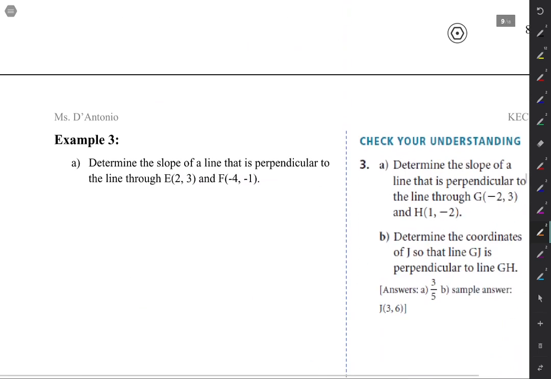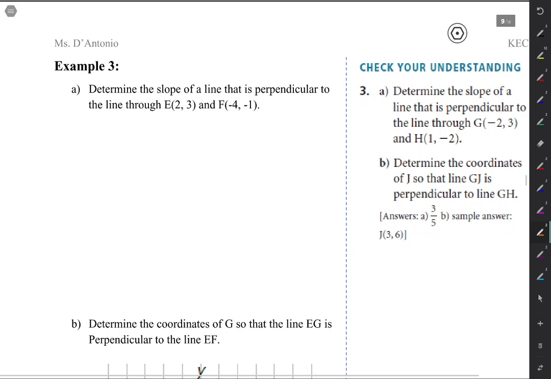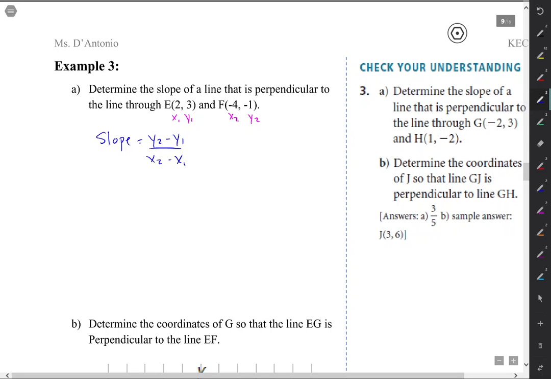In example 3, it says determine the slope of a line that is perpendicular to the line through E and F. So they give us 2 points there. In order to find the slope of a line that's perpendicular, we need to figure out the slope of this line. So I'm going to use my slope formula. I'm going to label the points x1, y1, x2, y2, and then we're going to use that formula. Slope is equal to y2 minus y1 over x2 minus x1.